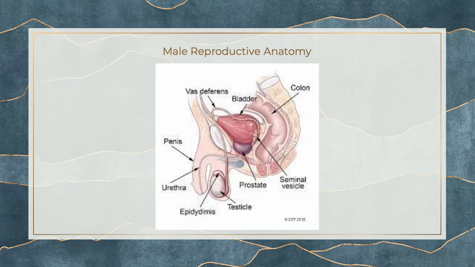So, in regards to the male reproductive anatomy, the sperm is produced in the testicles, which then travels through the vas deferens to the prostate, where seminal fluid is combined with the sperm to create semen. And then from the prostate, it leads through the urethra during ejaculation. And that's usually how intercourse leads to fertilization.